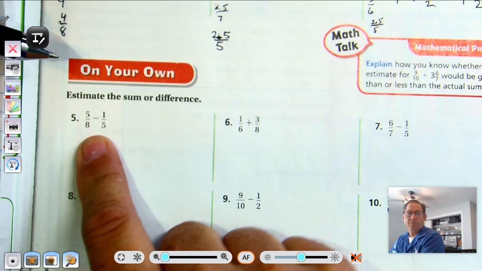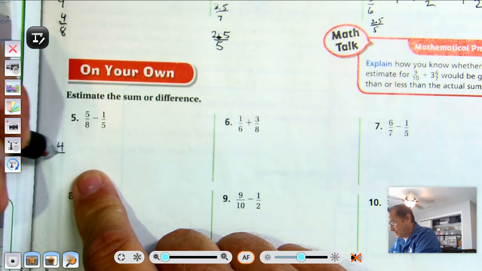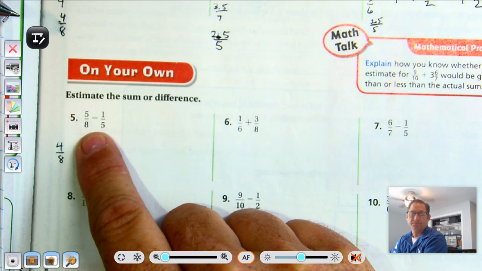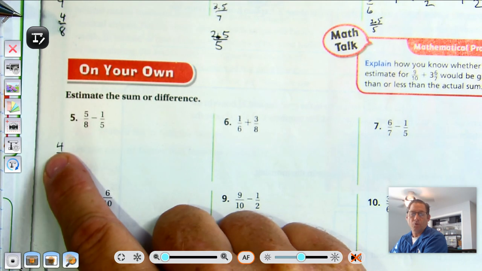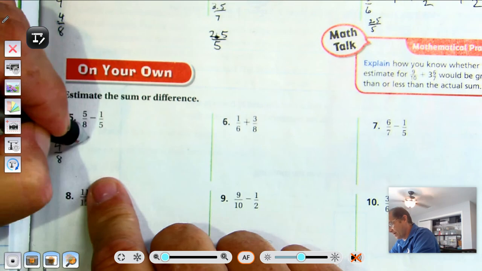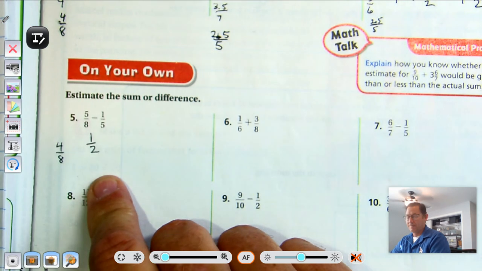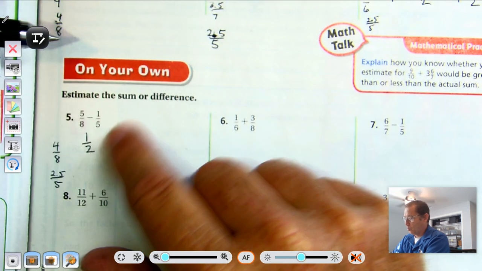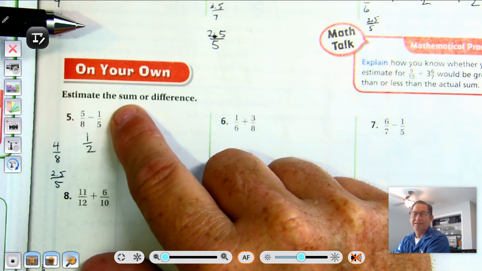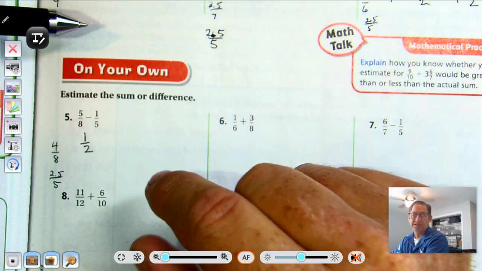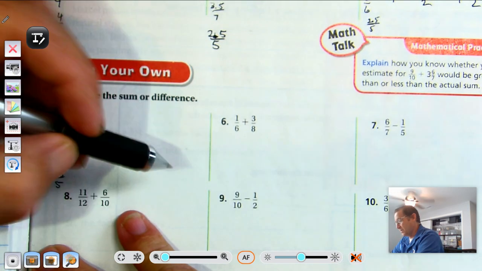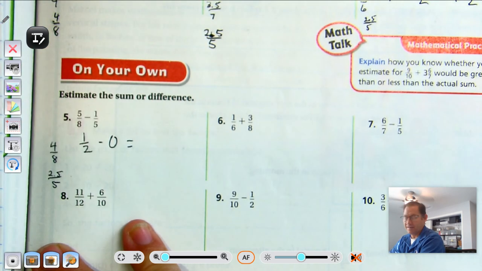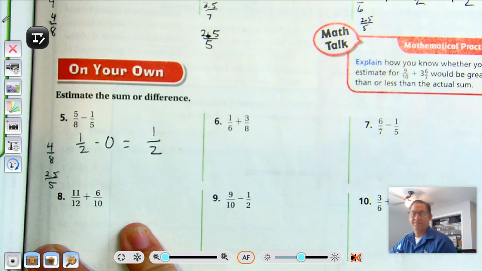5/8. Well, half of 8 is 4/8. One whole would be 8/8. So 5/8 is closer to 4/8 than it is to 8/8. So 5/8, I'm going to round to 1/2. Half of 5, we know is 2.5. 1 is closer to 0/5 than it is to 2.5/5. So I'm going to change or round 1/5 to 0. 1/2 take away nothing is 1/2.